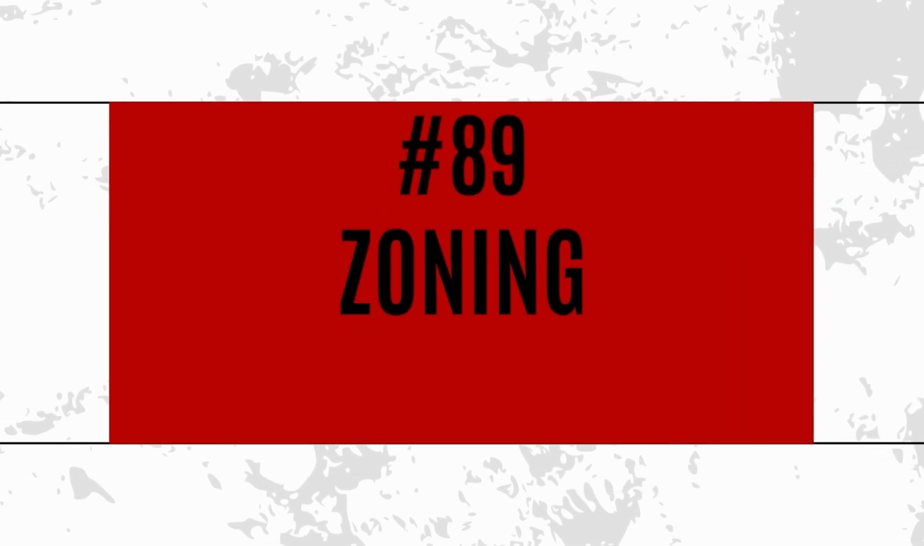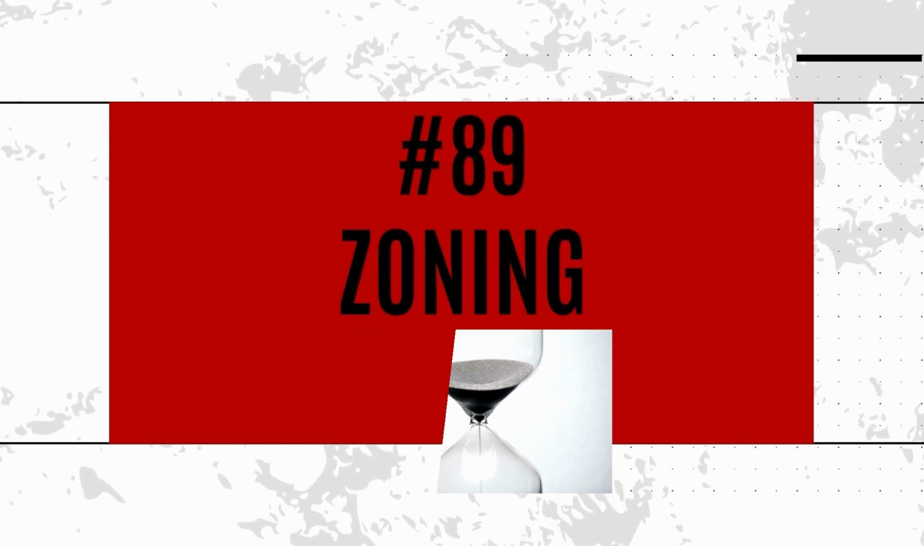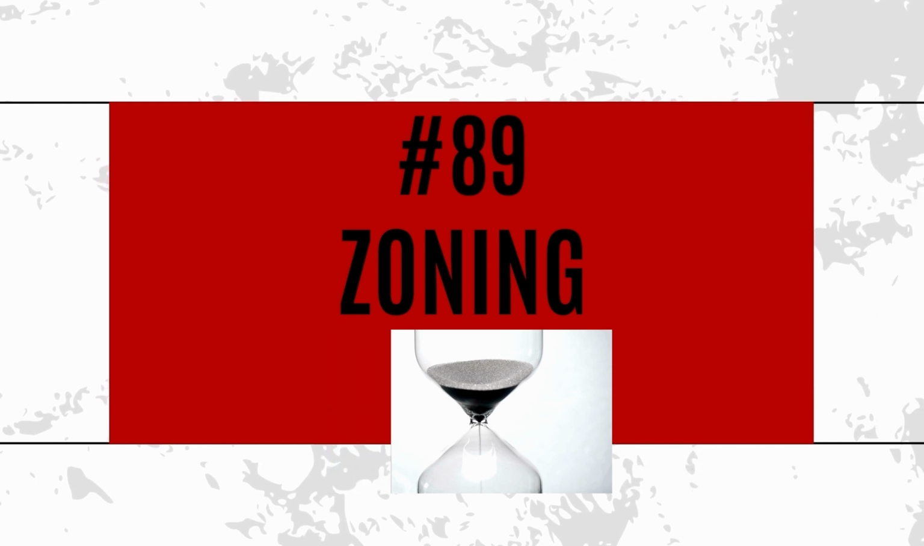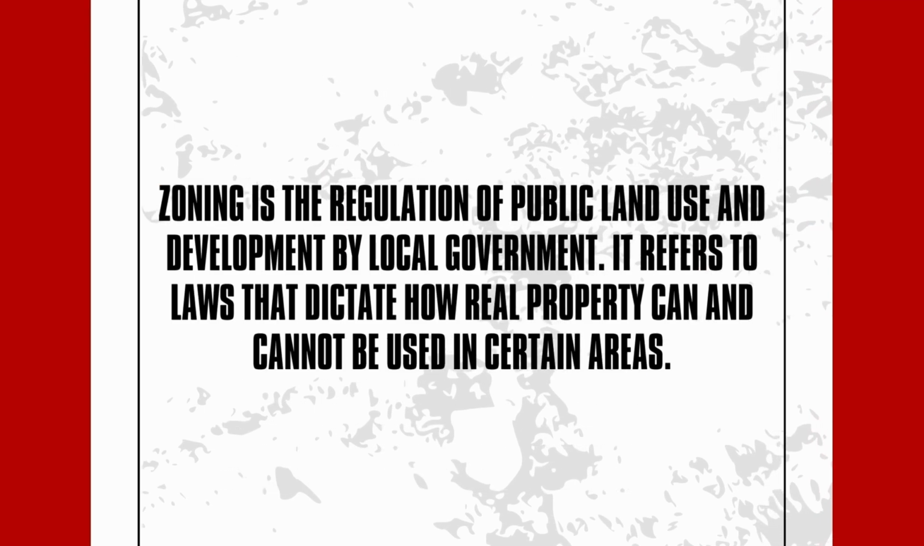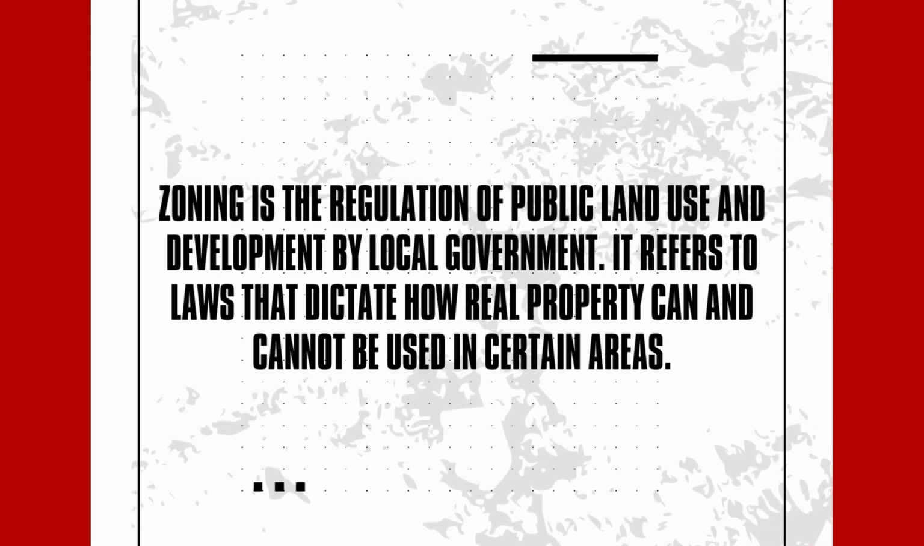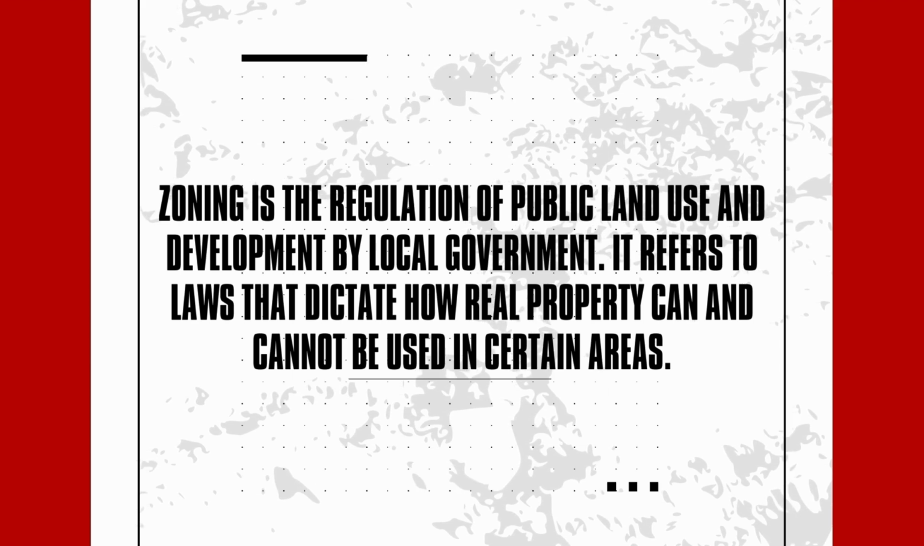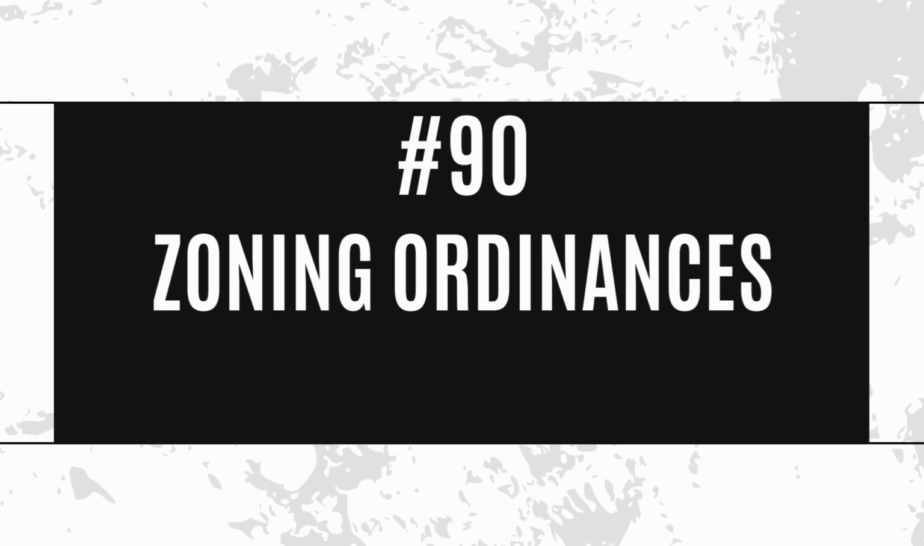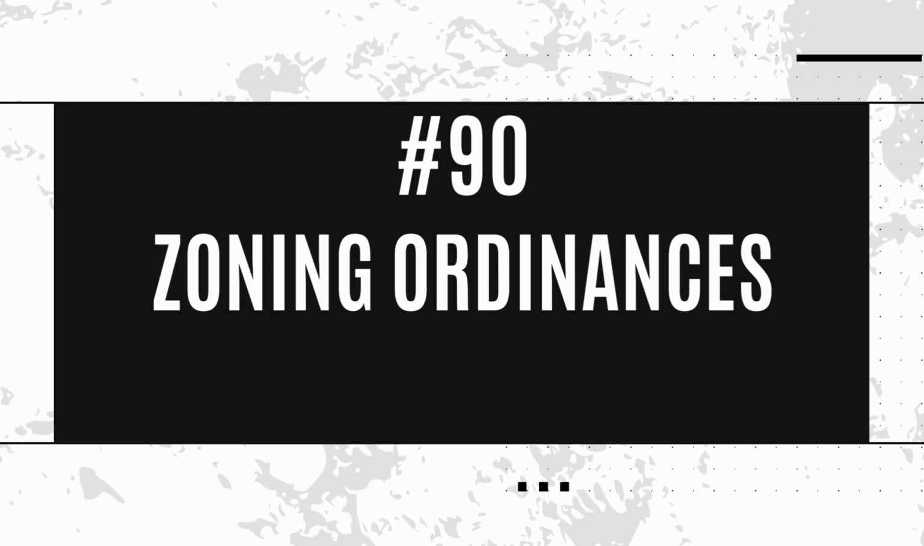Next up is zoning. Take a few seconds and think about it. Zoning involves local government rules for public land use and development. These laws determine what real property can or cannot be used for in designated areas, significantly impacting community growth and land preservation. Next term, let's get it. Zoning ordinances. Go ahead, take a guess. You've got this.